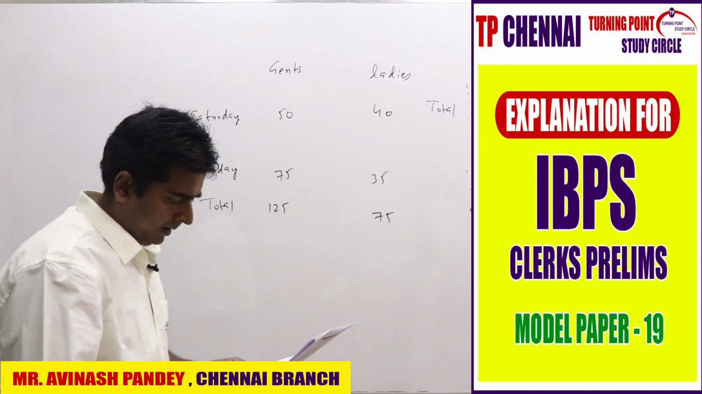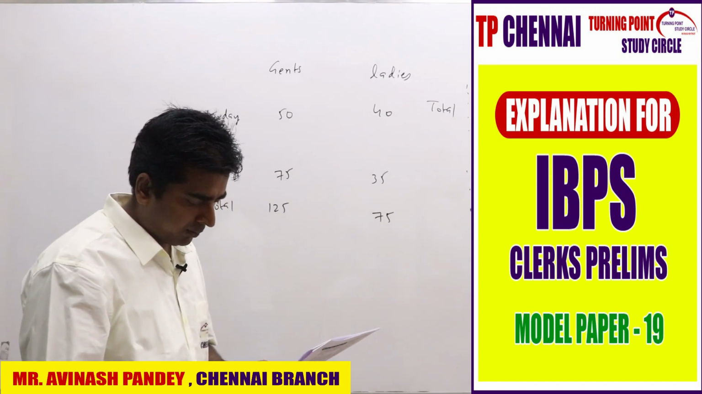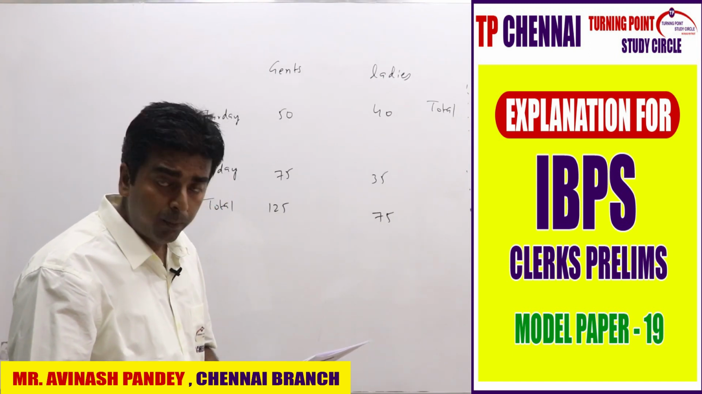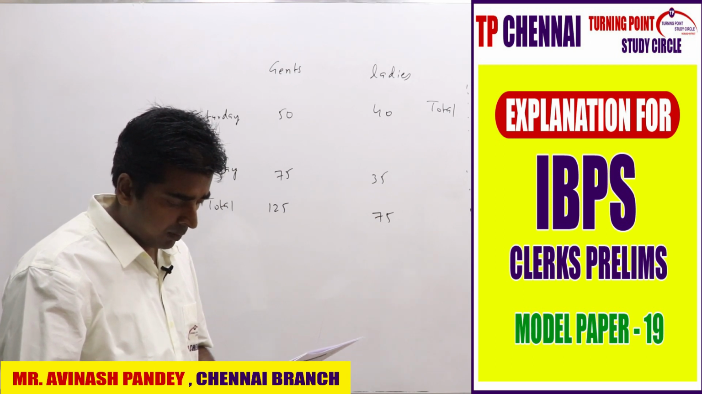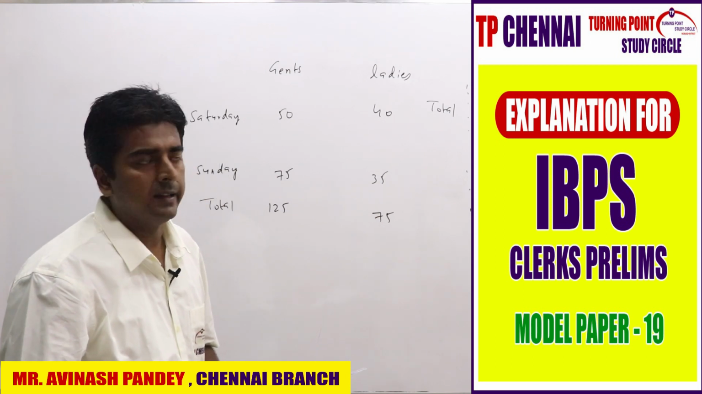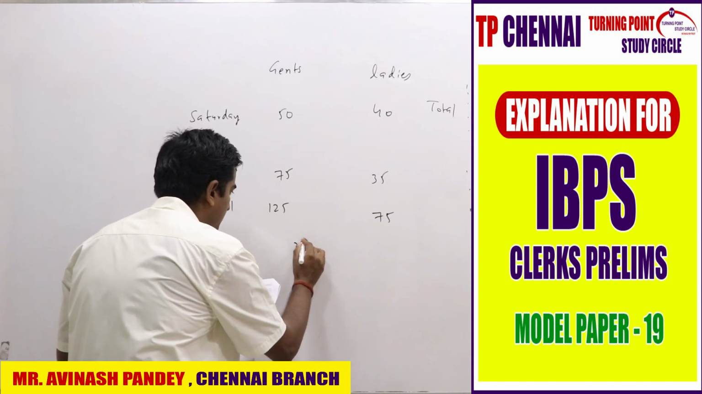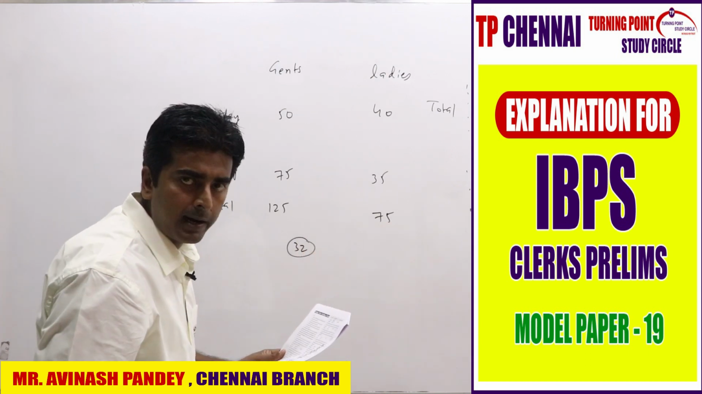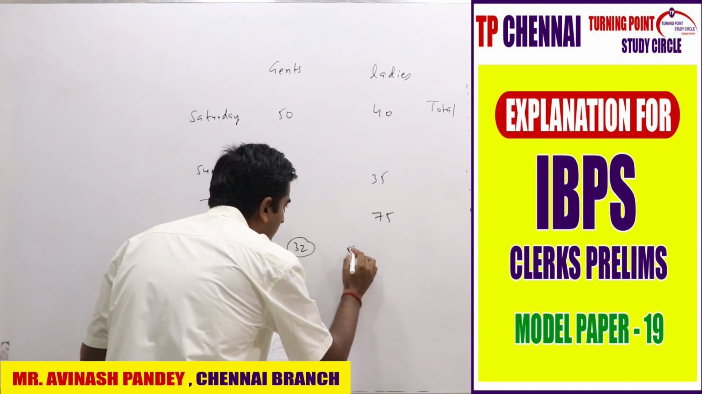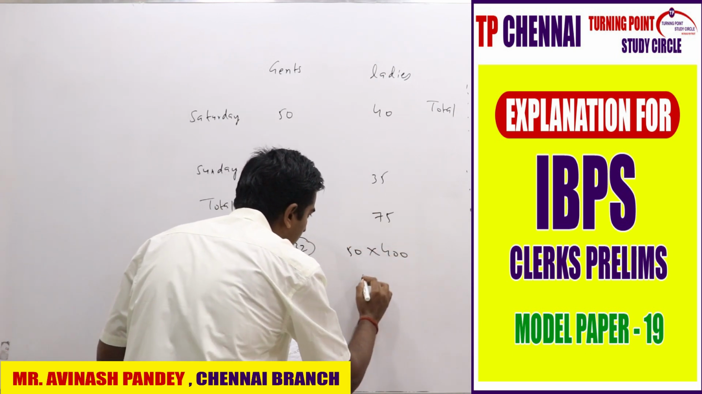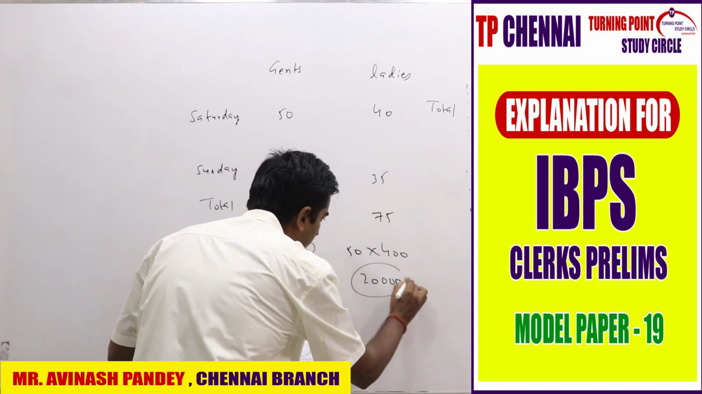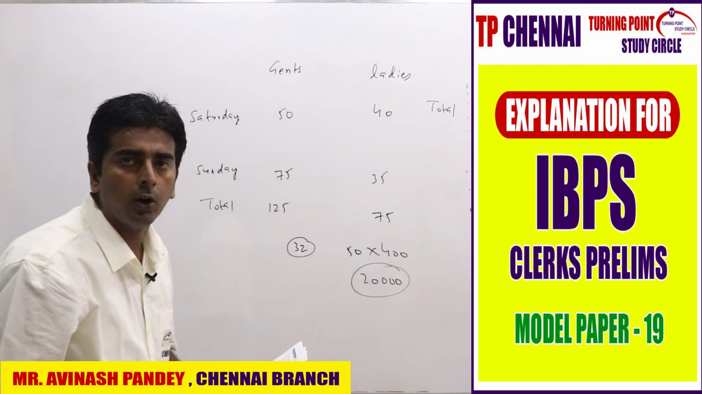Next one, 32. If each pair of gents shoes sold on Saturday is rupees 400, then find the total amount of gents shoes sold on Saturday. Saturday, what is the value of gents? It is nothing but 50, right? And each pair of shoes, how much they have given you? 400 rupees. So 50 pair is nothing but 50 into 400. So my answer is nothing but 20,000, which is second option, right?